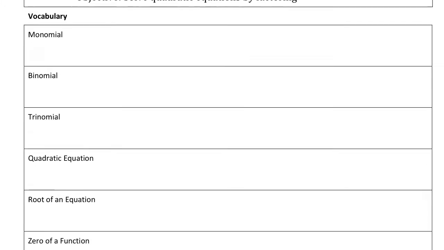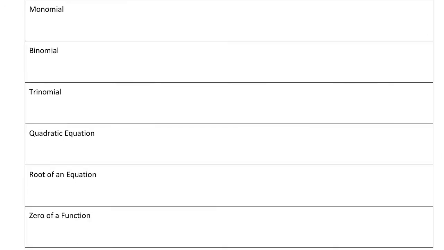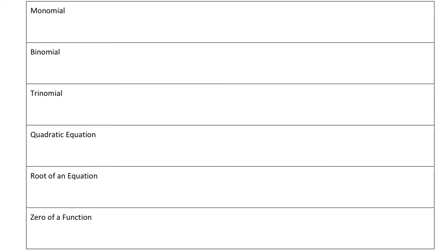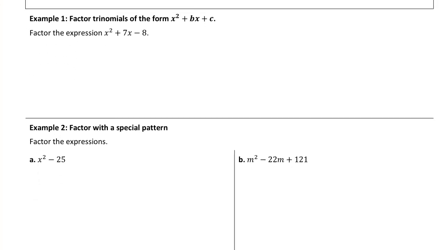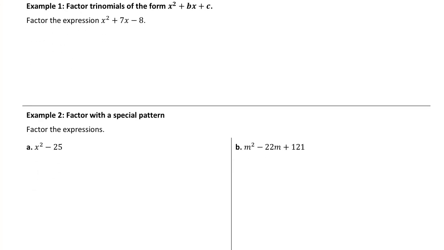So the vocabulary is just to get you comfortable with monomial, meaning one term, binomial, 2 terms, trinomial, 3 terms. Quadratic equations is what we're going to solve today. And then roots, zeros, solutions, they all really mean similar things. We are going to be finding solutions today, okay? So in order to find solutions, we're going to have to know how to factor.